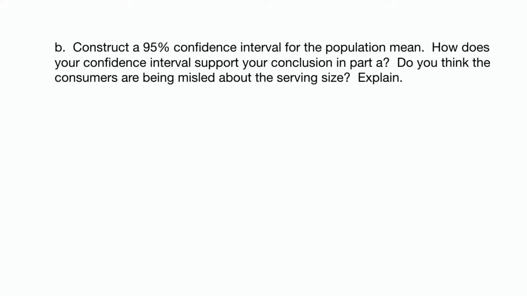Construct a 95% confidence interval for the population mean. How does your confidence interval support your conclusion in Part A? Do you think the consumers are being misled about the serving size? Explain. Again, we will use StatCrunch to construct the confidence interval.